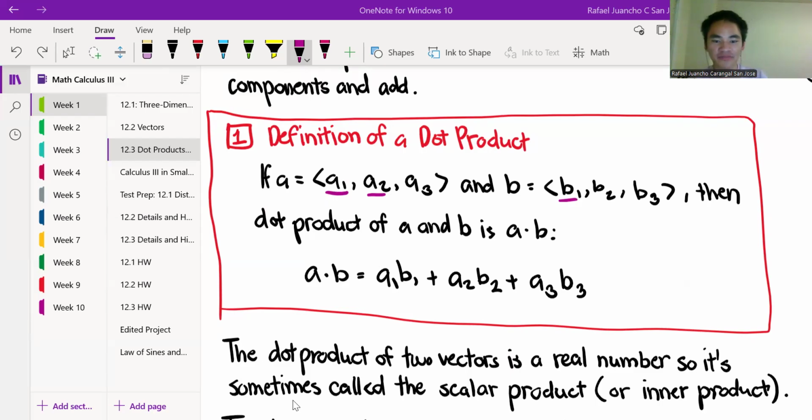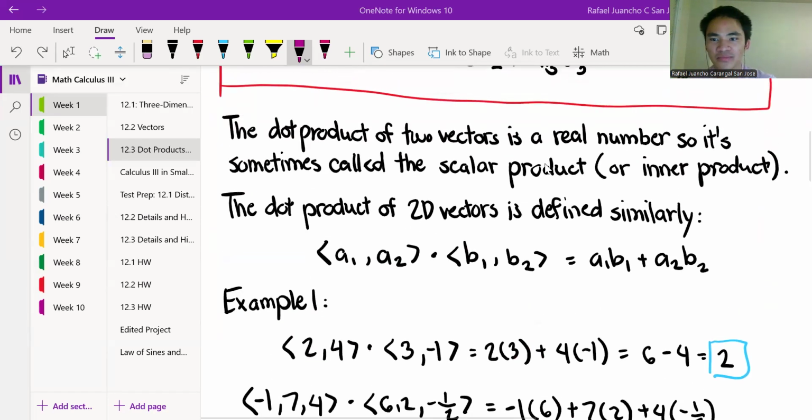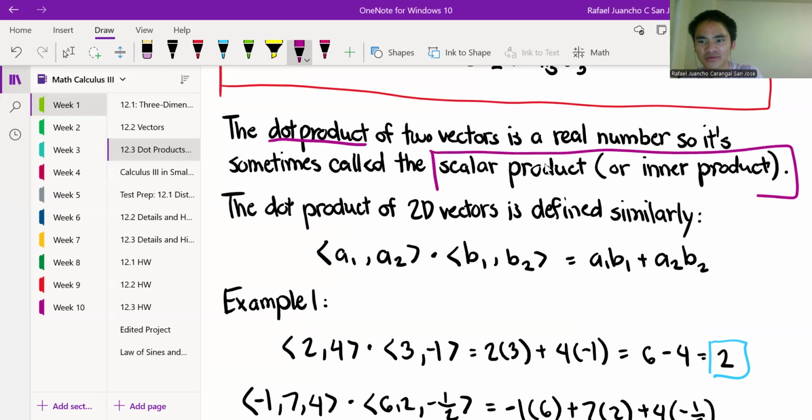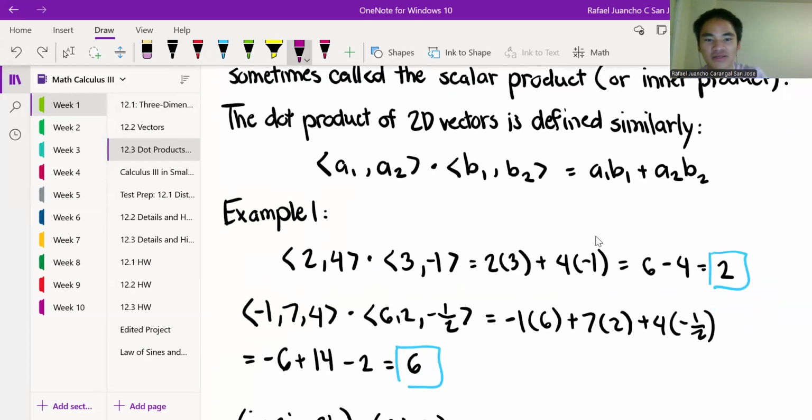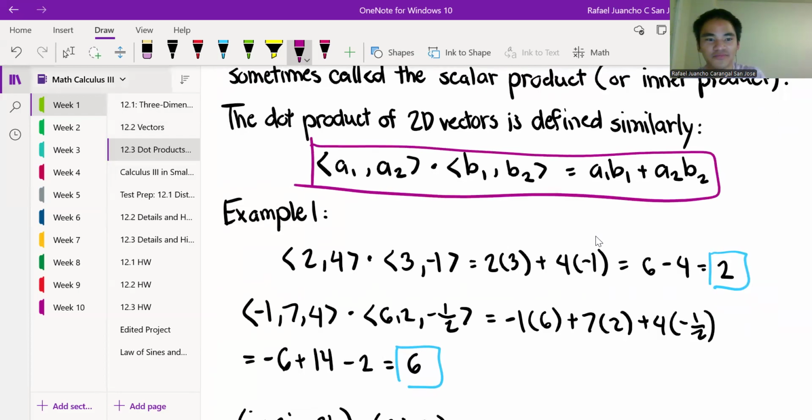Yeah, so we're adding them up, and it's going to be a real number basically. So the dot product is sometimes called the scalar product or inner product. And for 2D, it's pretty much the same as 3D.